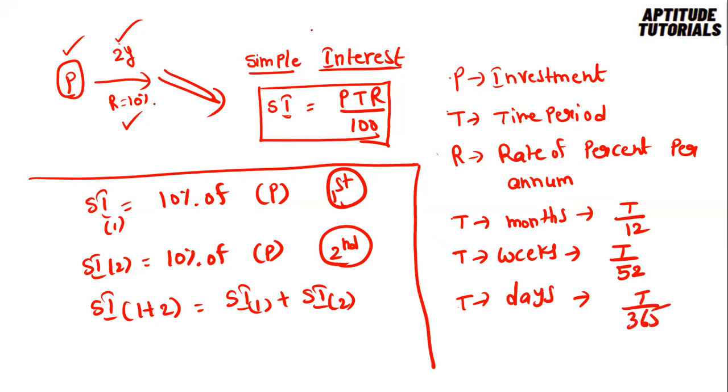We know a year has 365 days. That's why T divided by 365. Though it's a leap year, it doesn't matter. 1 day change will not bring so much difference into the calculation.